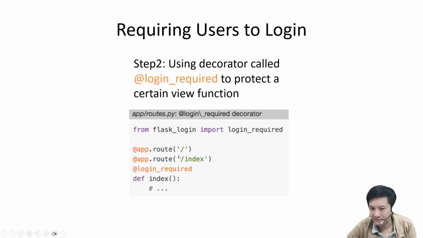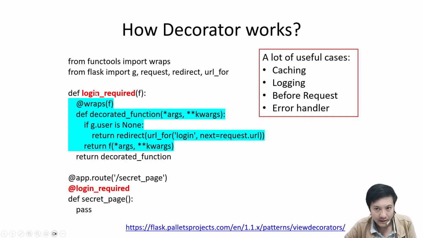If the root path or the index page requires login, you just put a tag here. Then if they are logged in, they can access this web page. If they are not logged in, they will be redirected to the login page. A decorator is a kind of syntax in Python, not just Flask. It's from Python, from functools, a Python package. You can use functools wrapper, define a function, and then you get the syntax here.